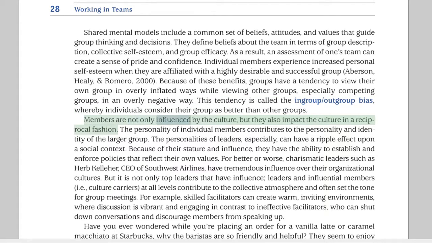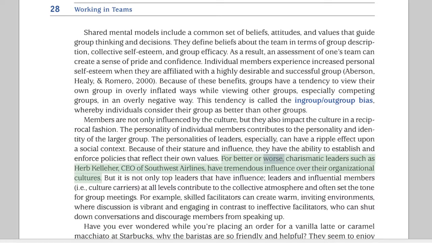Members are not only influenced by the culture, but they also impact the culture in a reciprocal fashion. The personality of individual members contributes to the personality and identity of the larger group. The personalities of leaders, especially, can have a ripple effect upon a social context. Because of their stature and influence, they have the ability to establish and enforce policies that reflect their own values.